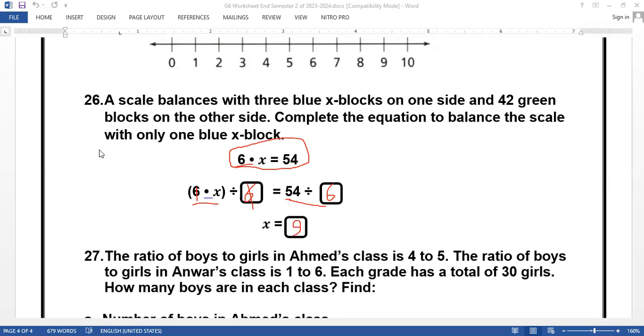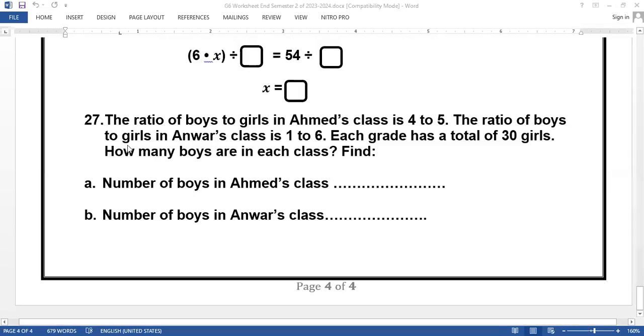Last question. The ratio of boys to girls in Ahmed's class is 4 to 5. The ratio of boys to girls in Anwar's class is 1 to 6. Each grade has a total of 30 girls. How many boys are in each class? Find. This is very easy. I put 4 to 5. This is Ahmed class. And Anwar class 1 to 6.